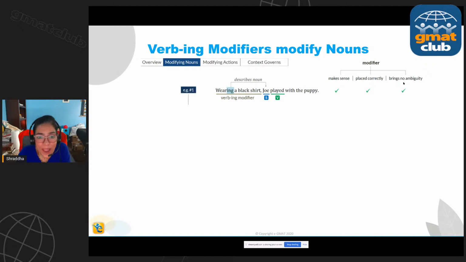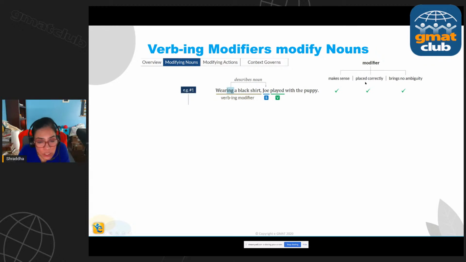So here, wearing a black shirt is actually a noun modifier. Why? Because it only associates with Joe. It gives us additional information about Joe. What was Joe wearing? Joe was wearing a black shirt. So our first criteria, that is making sense, is checked through this sentence.